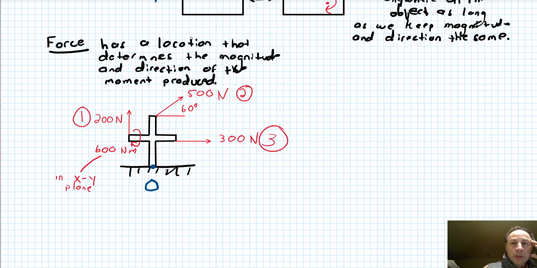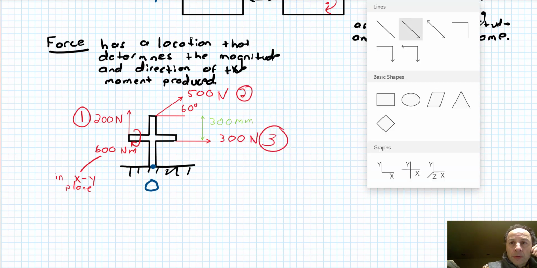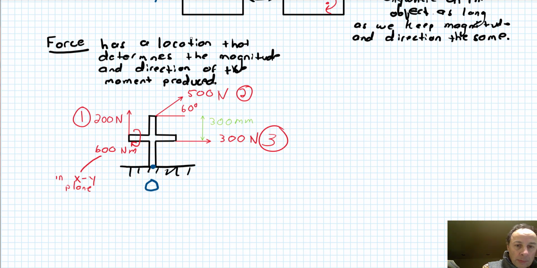Okay, let's get some dimensions on here. Here to here is 300 millimeters. From here to the ground, or that rigid attachment, is 400 millimeters. And then we need a couple horizontal dimensions here. From here to there is 450 millimeters, and again on the other side too.